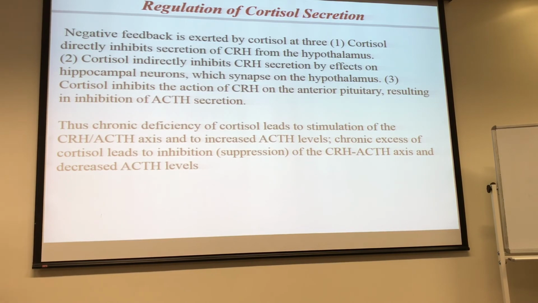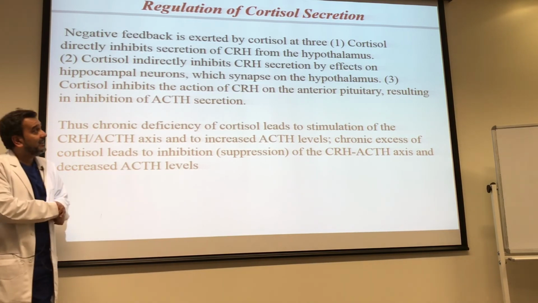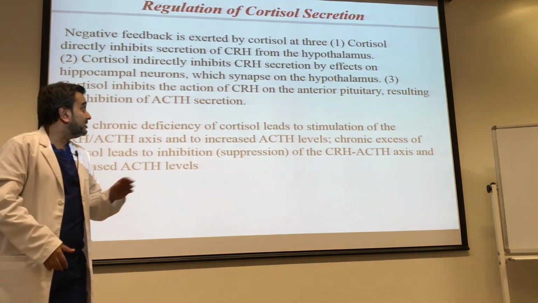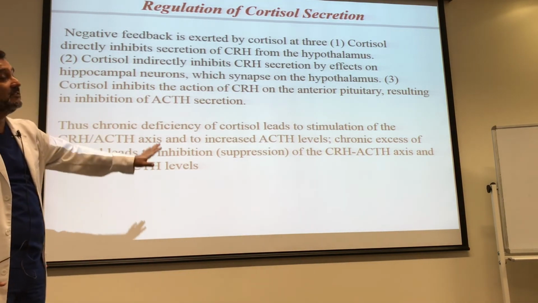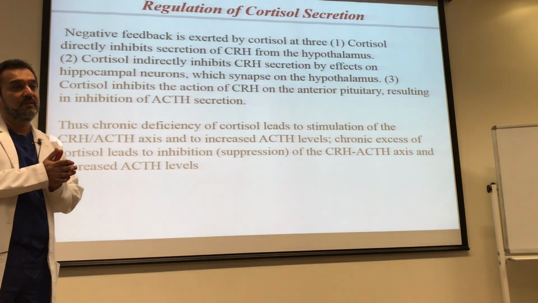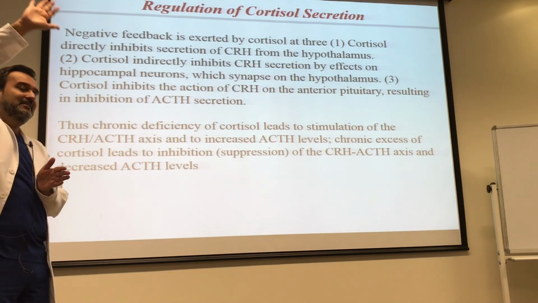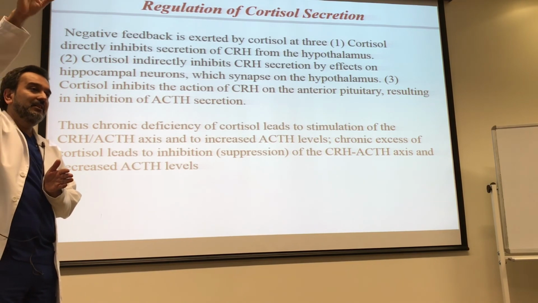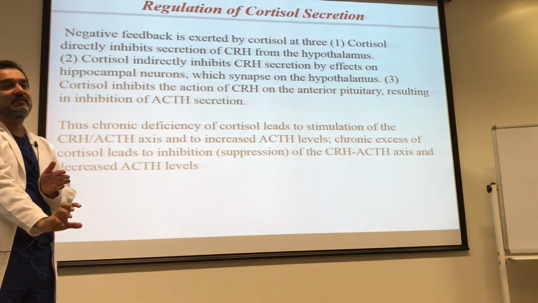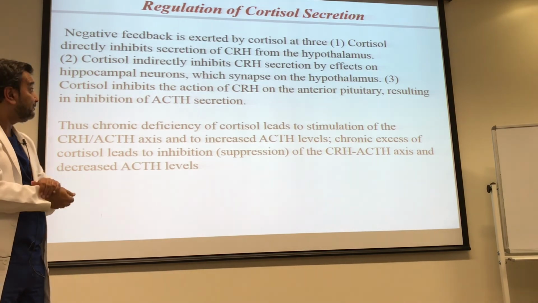Negative feedback is exerted by cortisol at 3 levels. The first is that cortisol directly inhibits the secretion of CRH from the hypothalamus. So cortisol is going back to the hypothalamus, decreasing the secretion of CRH. When CRH decreases, it stops the secretion of ACTH.